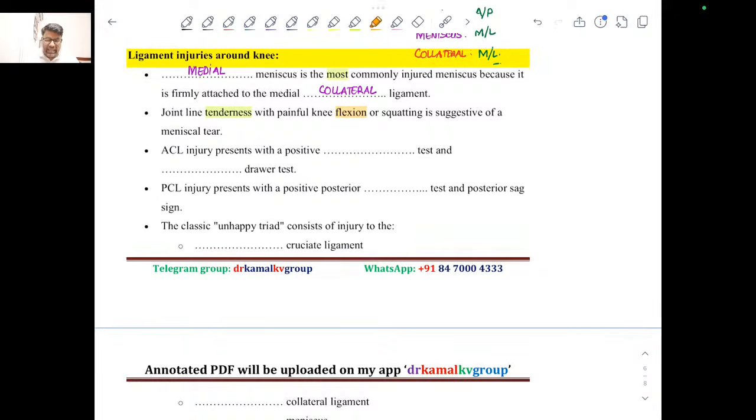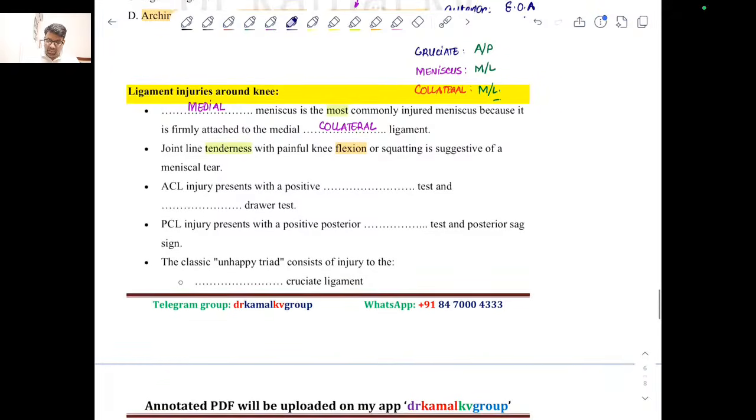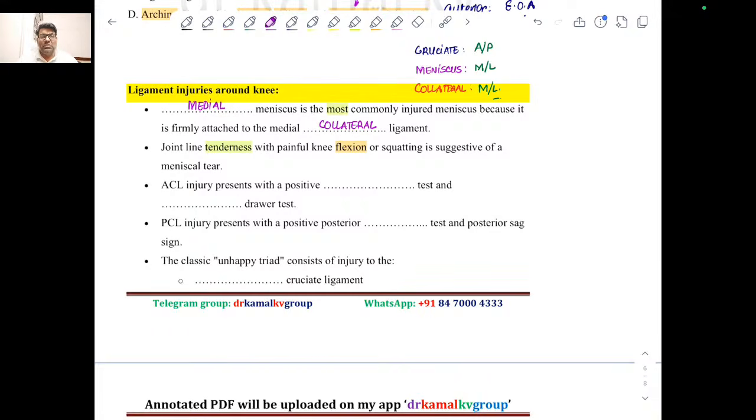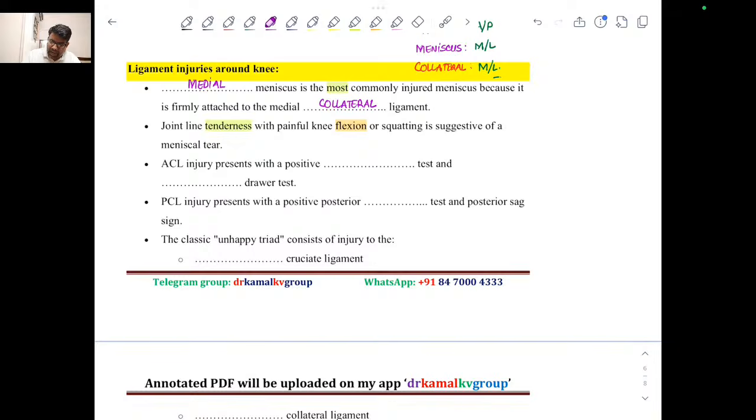Now, ACL injury, this is the one which is very frequently asked in exams, anterior cruciate ligament. Now, there are 2 important clinical tests which you should know, which are done for clinically testing anterior cruciate ligament injury. One is the anterior drawer test, and the other one is the Lachman test. Clear?